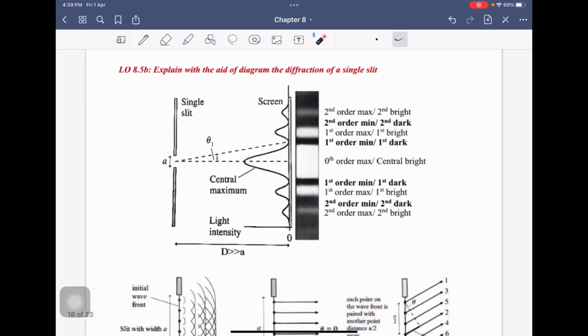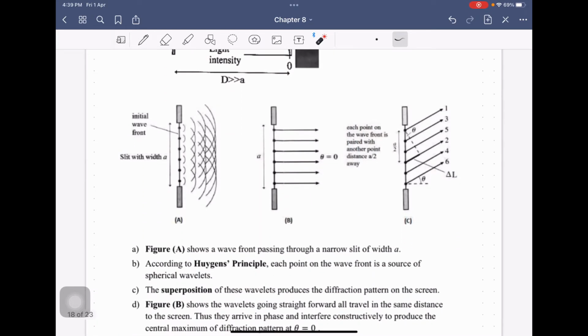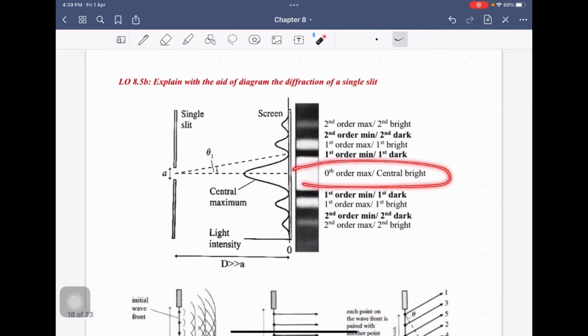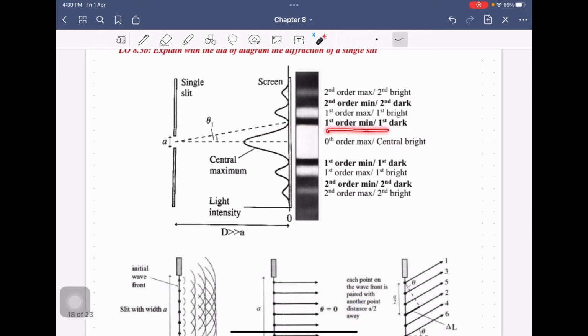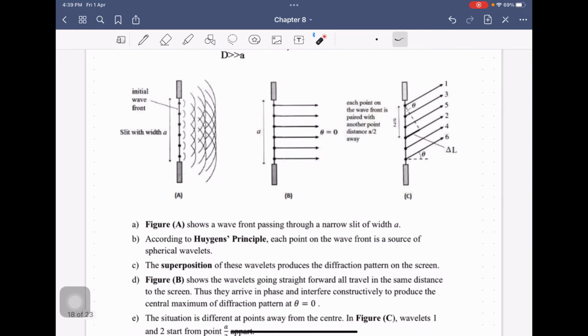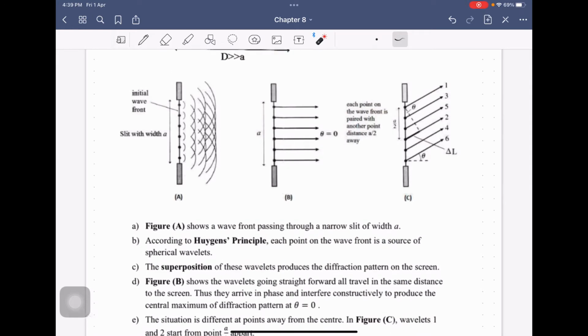Alright, seterusnya, subtopik seterusnya, kita nak explain with the aid of a diagram the diffraction of a single slit. Alright, so kalau kita lihat dekat sini, kita ada central maximum, center bright ataupun zero order maximum, and then kita ada first order minimum ataupun first dark, and so on lah. Okay, so kalau kita lihat kepada figure A, figure A shows a wave front passing through a narrow slit of slit width A lah. According to Huygens' principle, each point on the wave front is a source of spherical wavelet. So the superposition of this wavelet akan produce the diffraction pattern on the screen.